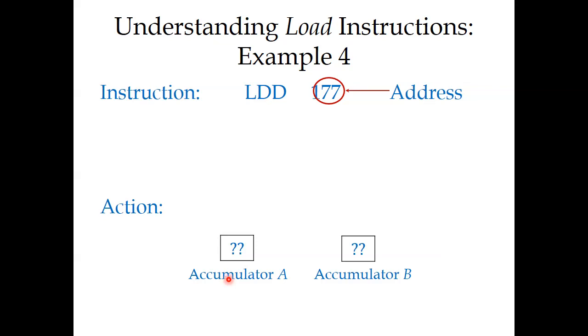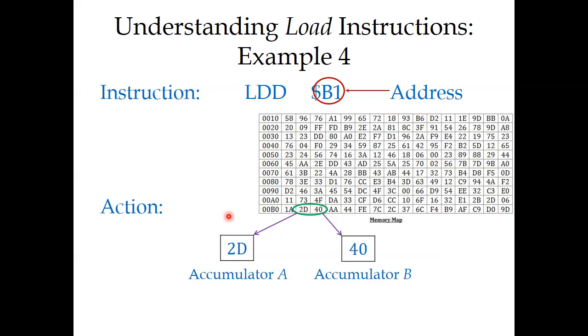All right, now this is an address. We don't know the data yet, so we have to look at the memory map, right? Let's go to the map. Do you see it? Now, this is B1, right?